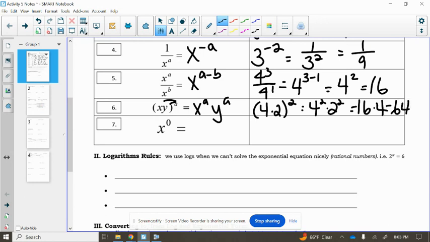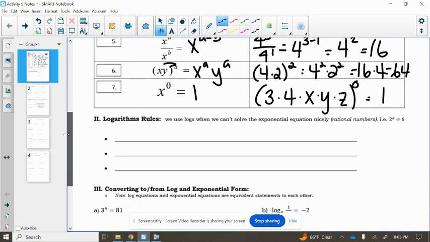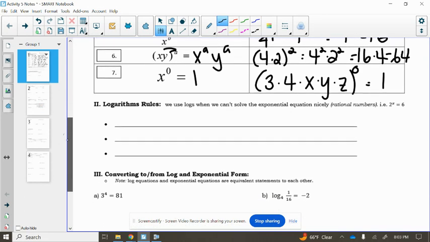And then last but not least, anything to the 0 power is 1. So 3 times 4 times x times y times z, all of that to the 0 power, well, that's just going to be 1. Now, why are we reviewing these exponent rules?